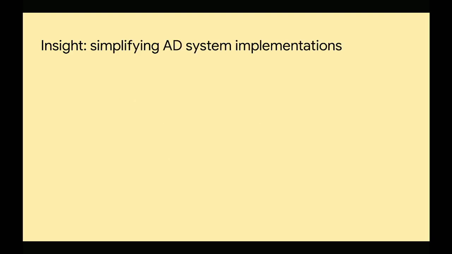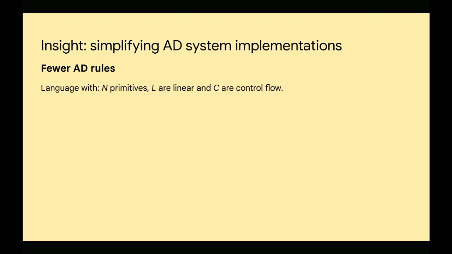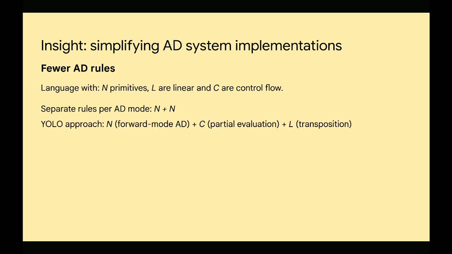And finally, to touch on the systems perspective, this actually does simplify AD system implementations. One benefit is that you generally need fewer automatic differentiation rules. If you take a language with n primitives, L of which are linear, and C are control flow, then if you implement forward mode and reverse mode separately, you have to implement 2 times n rules, because every primitive needs a rule. But in our approach, you still implement n rules for forward mode AD, but partial evaluation generally acts very uniformly over the language. Control flow primitives tend to be interesting, so maybe you need C rules there. And transposition only applies to the linear operators in your language, so you only need L rules.